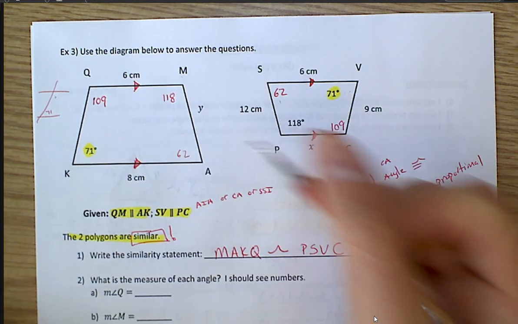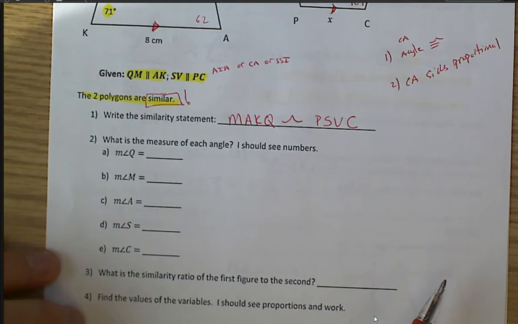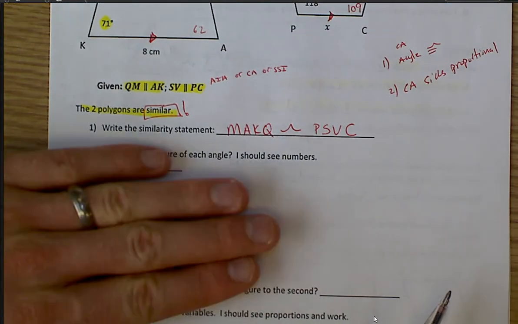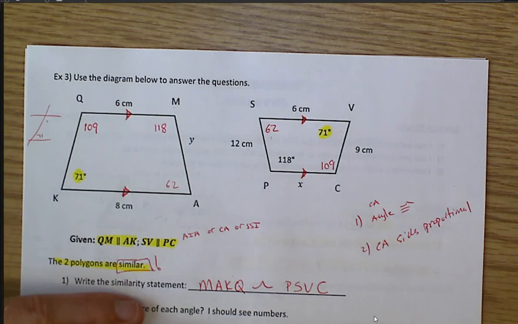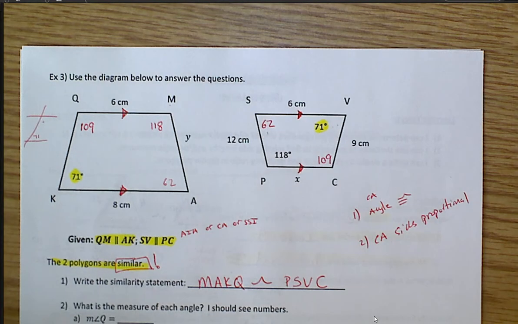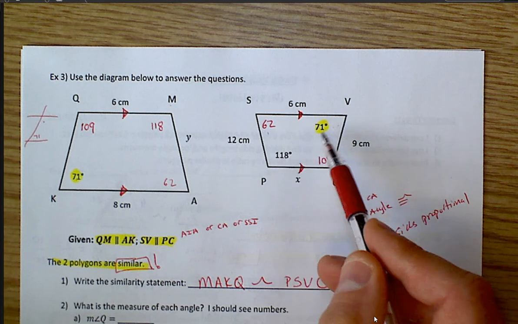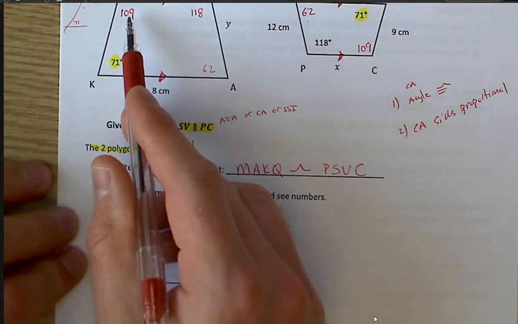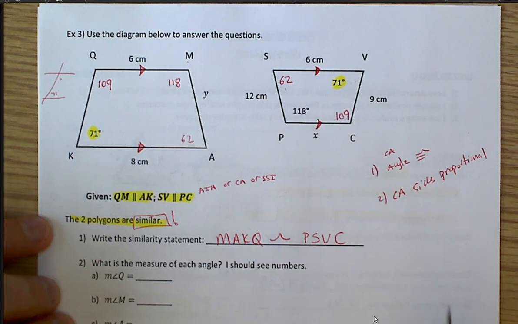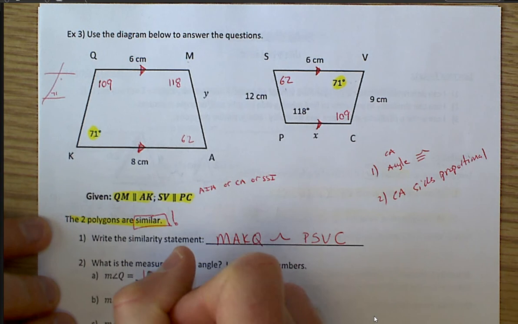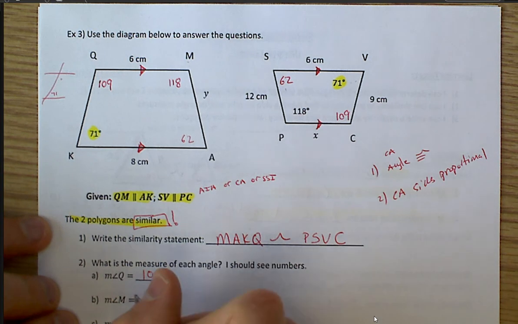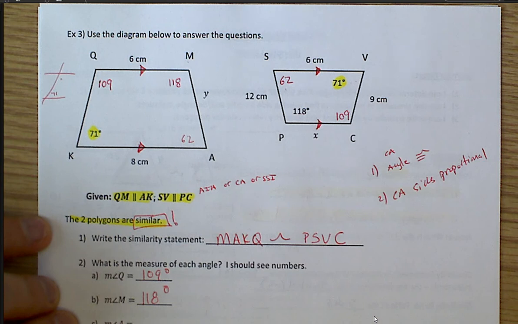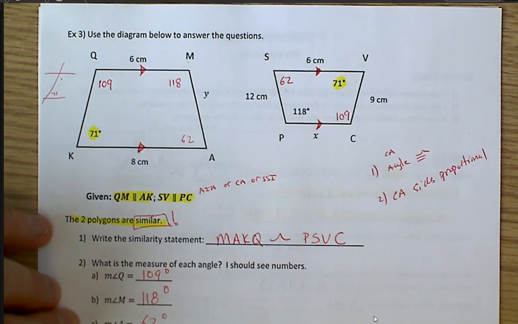So I know when you look down it says to answer all of these, but I kind of just look at the diagram first and say, okay, what can I figure out, and then go from there. These are all same side interiors. If you notice, all of these equal 180 on these same side interiors. So now you're just filling stuff in. Angle Q, well, I already know what angle Q is. It's right there. That's going to be 109, M, 118, angle A, 62, angle S, 62, angle C, 109. Okay?